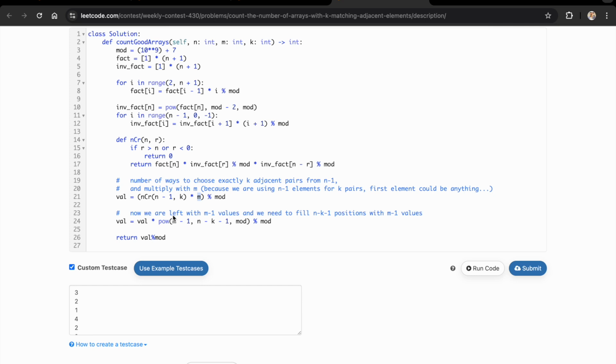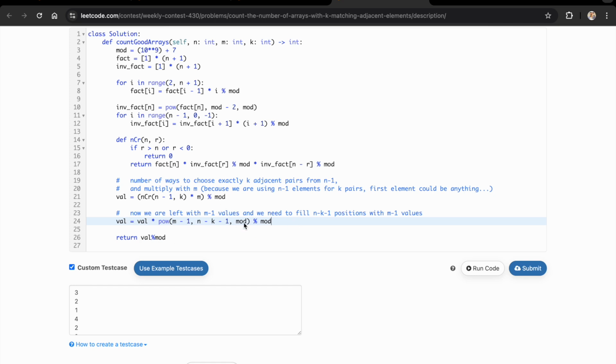So we have filled n minus 1 elements with the k. After calculating the number of ways to choose exactly k adjacent pairs from n minus 1, we are left with n minus k minus 1 positions where we have to fill m minus 1 values. So how can we do that? We just have to do power of m minus 1 comma n minus k minus 1 by mod, and that will fill the remaining positions. And after that we can just return val by mod.